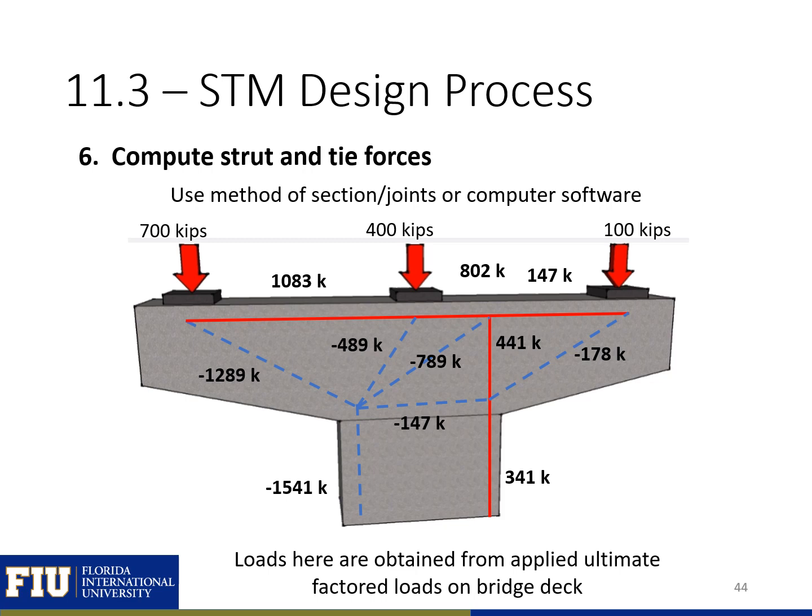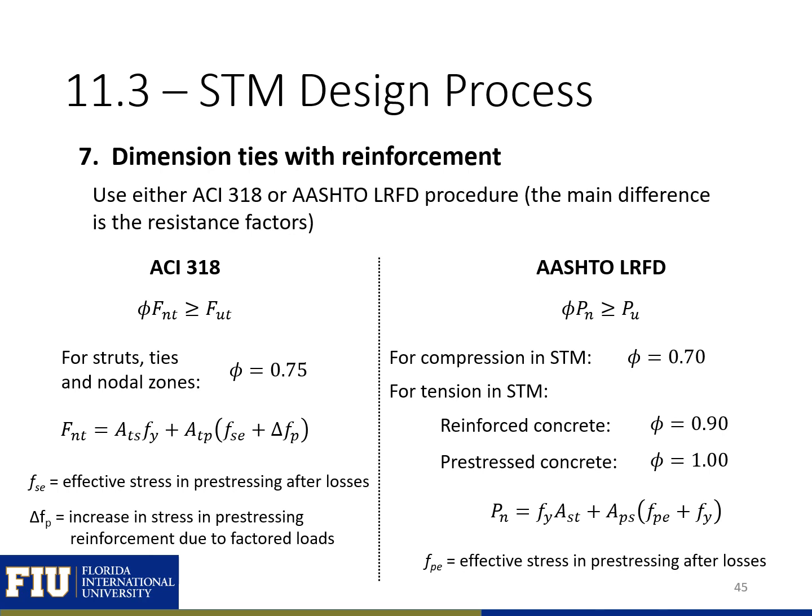Next, we can use either the method of sections or the method of joints from our truss analyses, or we can use computer software to compute our strut and tie forces. So here you can see we have our loads, and using our loads we can calculate the forces in our different elements. And negative here is compression. We next need to dimension our ties with reinforcement.